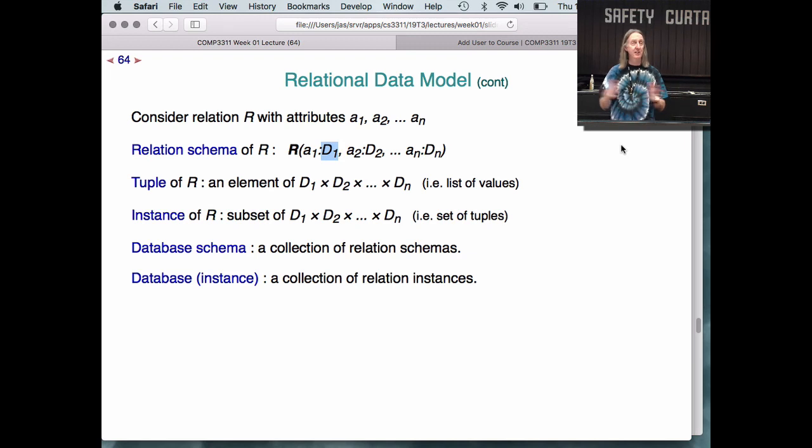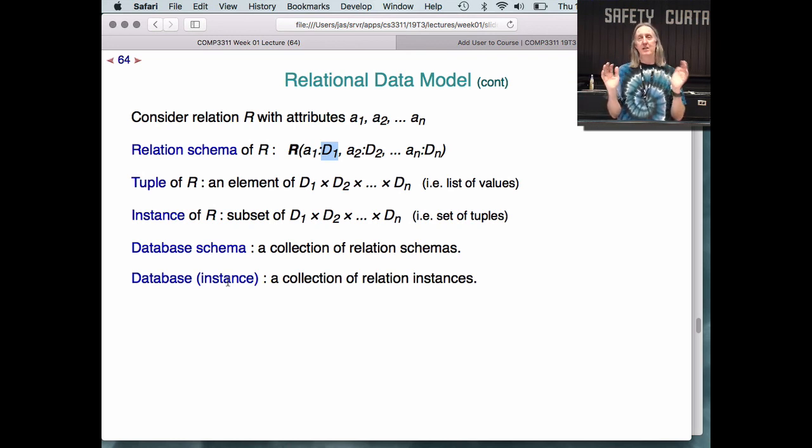A tuple is basically just a collection of values from these domains, and an instance of a table is just a set of tuples of that type. A database schema is a collection of relation schemas. Sometimes this gets a little bit confusing, but a database is just a collection of relations. And if you want to be technically correct, talk about a database instance.